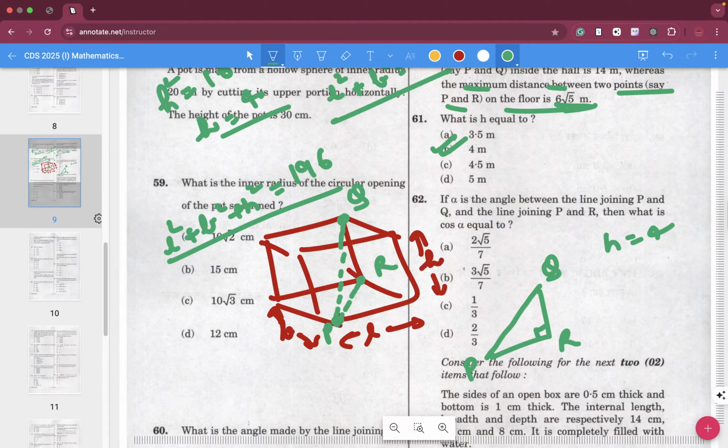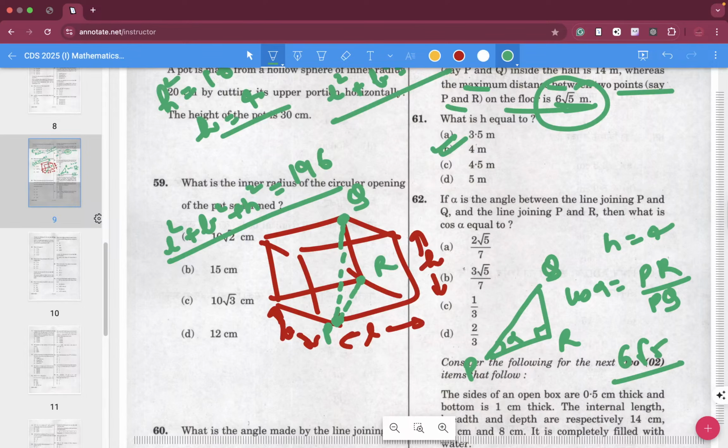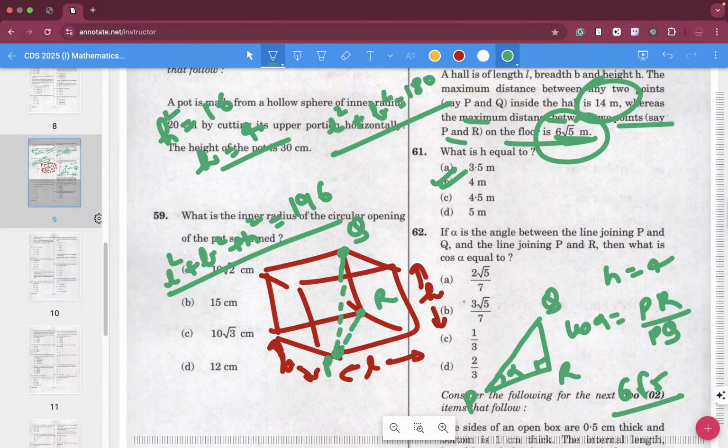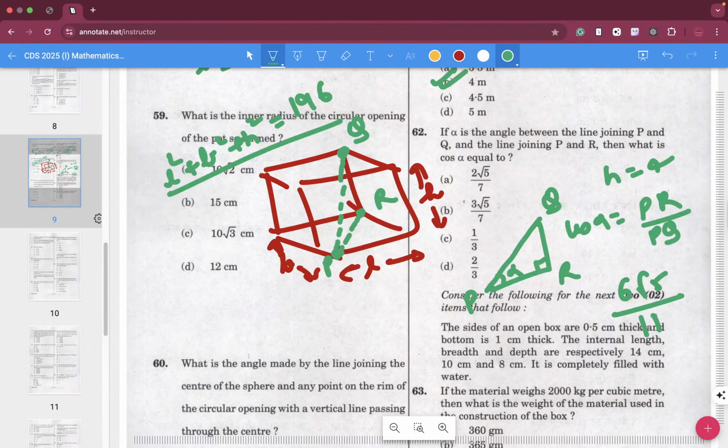Alpha is the angle between the line joining PQ and the line joining PR. So cos theta is what? Adjacent by hypotenuse. So what is the value of PR? PR is this particular value, 6 root 5, divided by PQ. What is the value of PQ? They have also given the value of PQ, which is 14. So 6 root 5 divided by 14 is what we have. This is 3 and this is 7, so 3 root 5 by 7. Option B will be the correct answer for this question, folks.